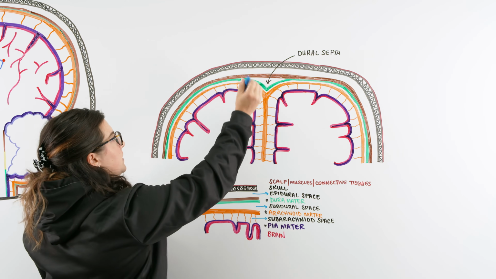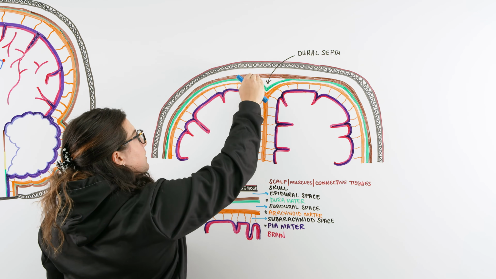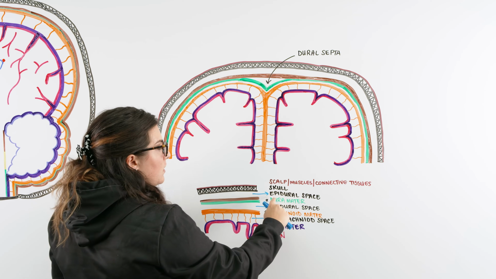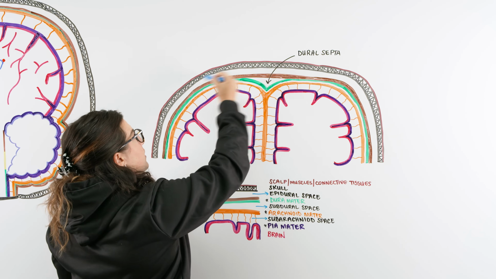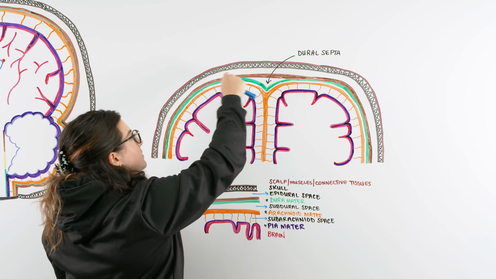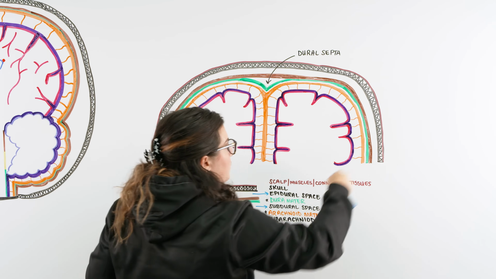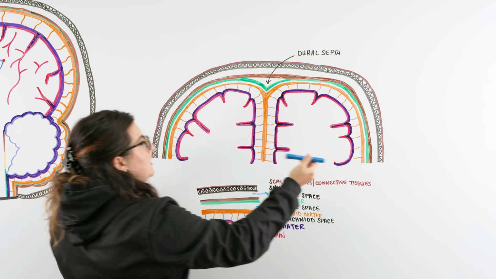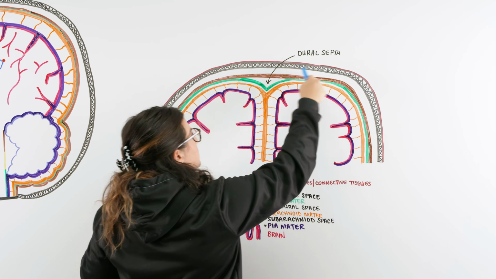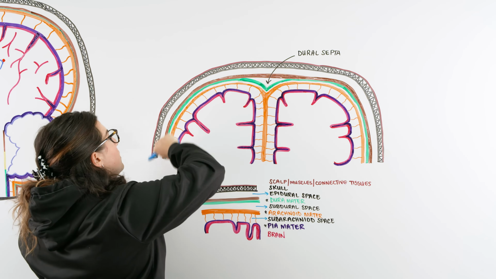So the epidural space is the area above the dura mater. So above the dura mater is our epidural space, right? You see this here, and you probably heard the word epidural before because you've heard of people getting an epidural. What that means is that needle is getting inserted into this space, right? Especially along the spinal cord.